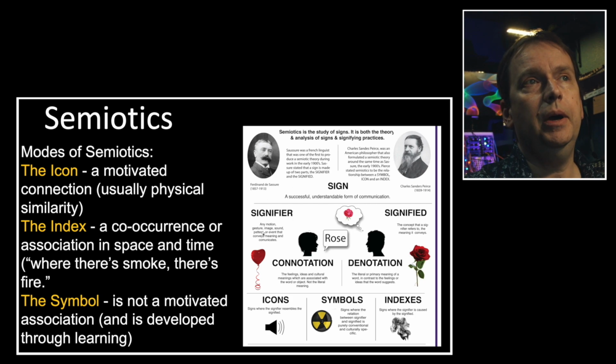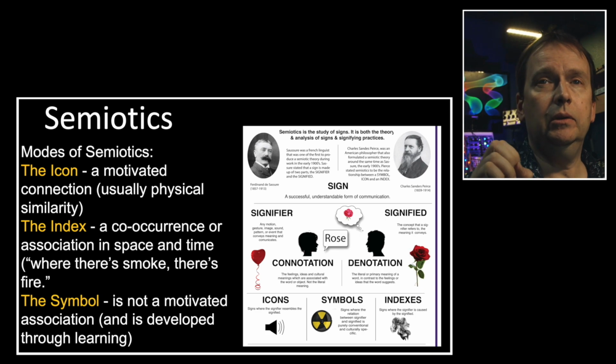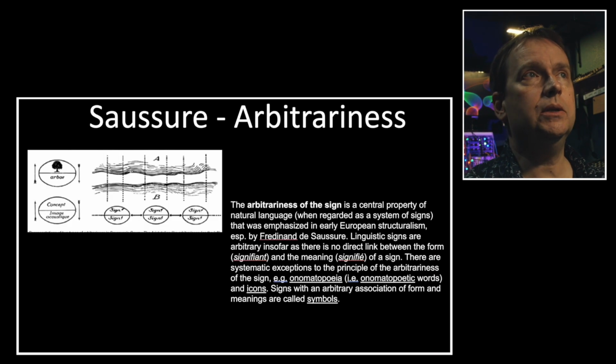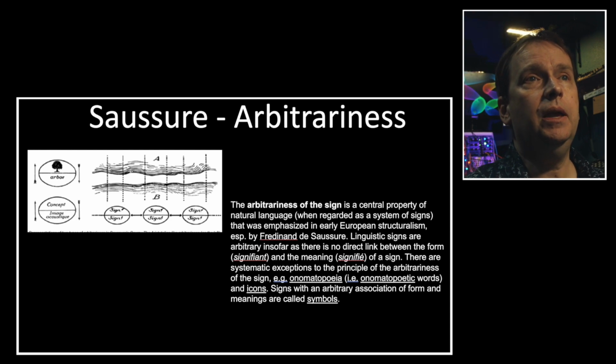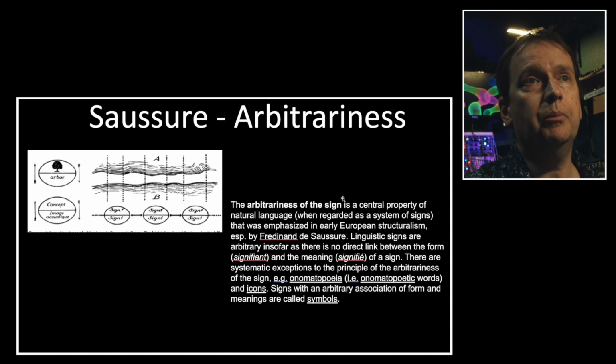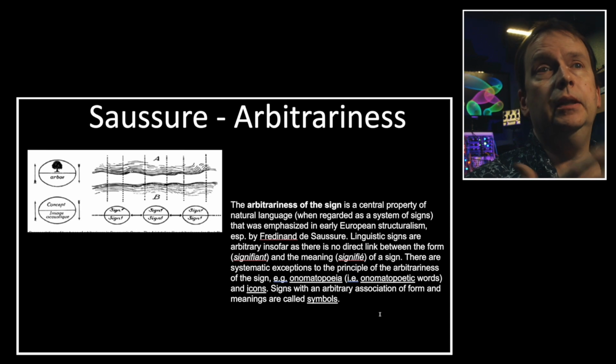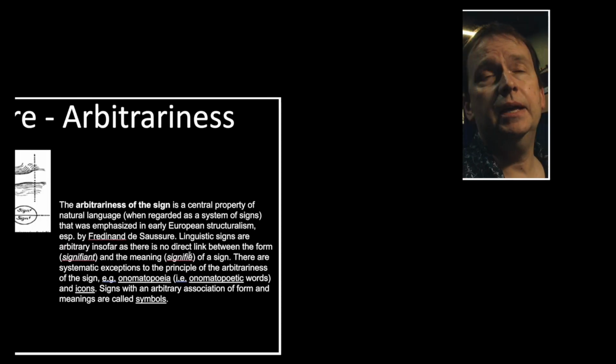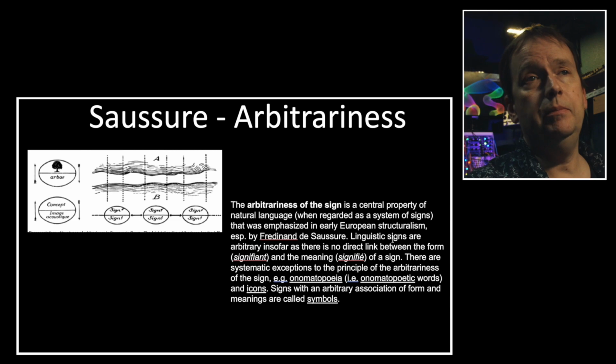We can also talk about what the difference is between the signifier and the signified. So I just wanted to give you a little bit there, a crash course in semiotics. We won't cover it that much, but it's important just to get some of this background. Again, this is the idea of Saussure. The arbitrariness of the sign is a central property of language when it's regarded as a system of signs, emphasized by Ferdinand de Saussure. And Saussure would suggest that linguistic signs are arbitrary, as there's no direct link between the form and the meaning of a sign.